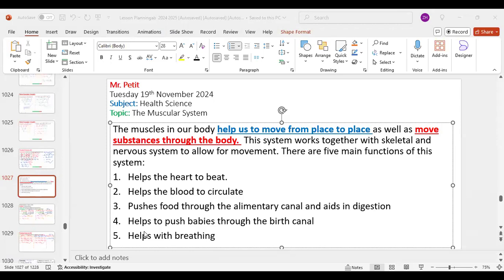Megan Penniman, what are the five functions of the muscular system? It helps you to push babies through the birth canal and helps with breathing. I asked for five. Pushes food through the alimentary canal and aids in digestion. Helps the blood to circulate and helps the heart to beat. Very good.